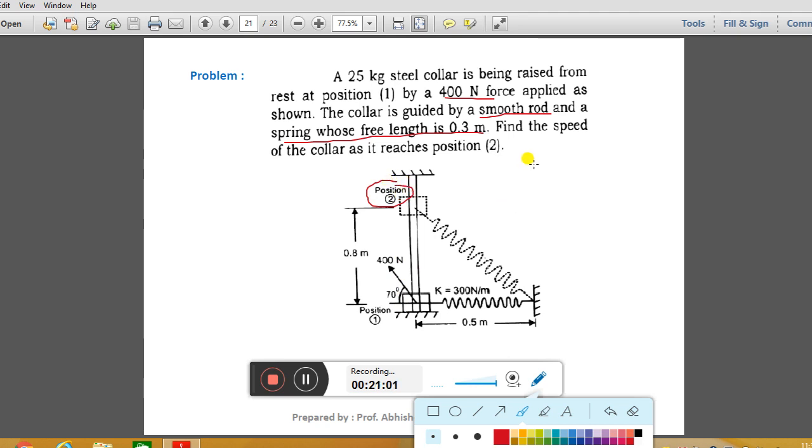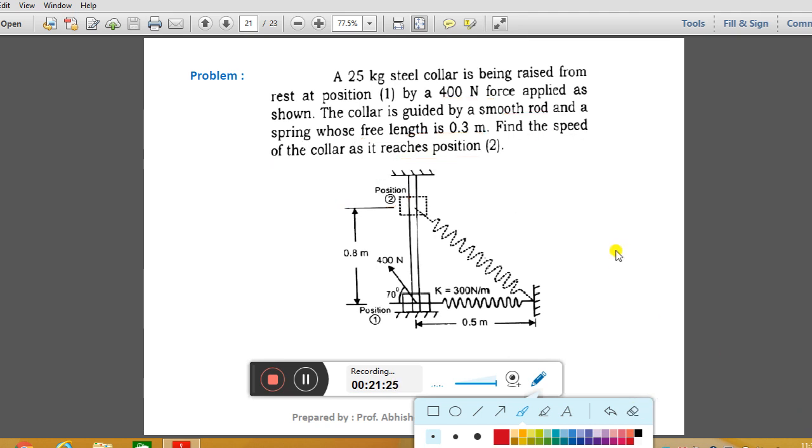So we have to find the speed of the collar as it reaches position 2. This we need to find. Let us assume the velocity at position 2 is v.